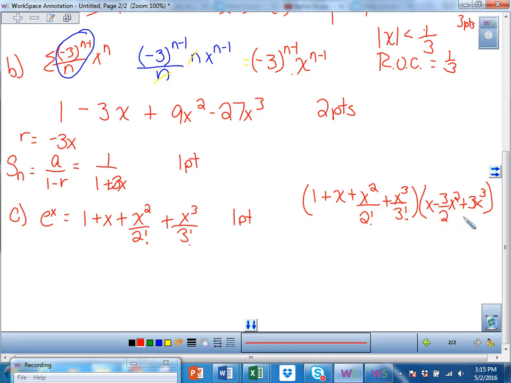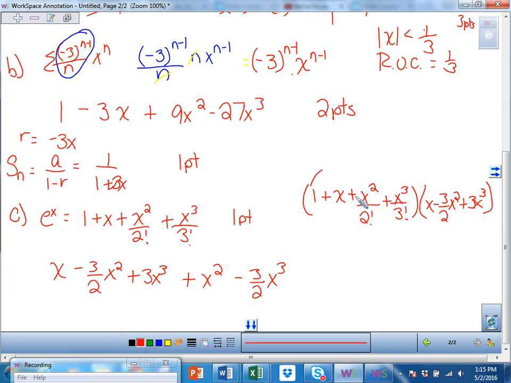And remember, this looks creepy because both of these go on and on and on, but we only have to do third degree. So when I multiply the first term, I get x plus or minus 3/2 x squared plus 3x cubed. I don't have to go further because I only need x cubed. Then when I multiply x, I get x squared minus 3/2 x cubed.